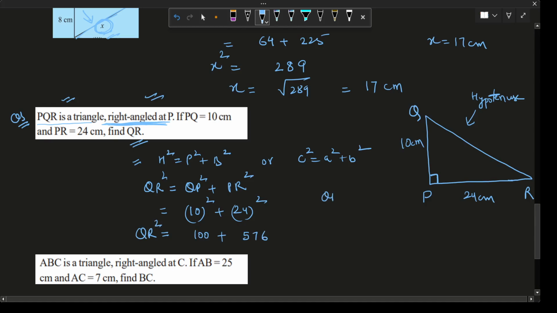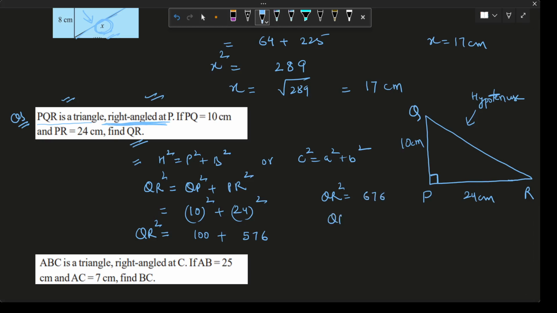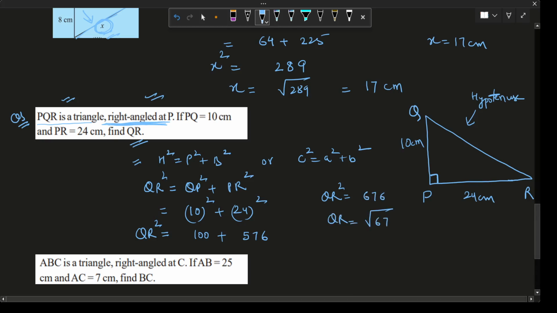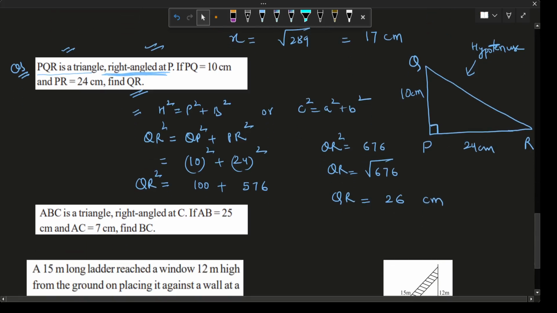So what will be QR square from here? 676. QR क्या हो जाएगा? 676 का square root. 676 26 का स्क्वायर है. Okay, so remember the squares. You got QR as 26 centimeter. Done. Now let us move to the next question.